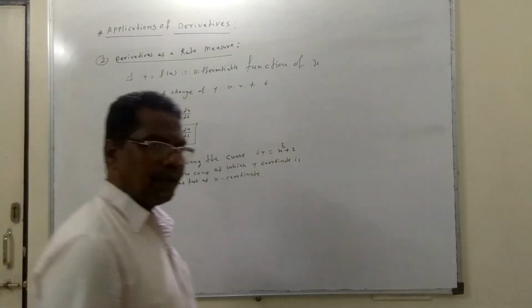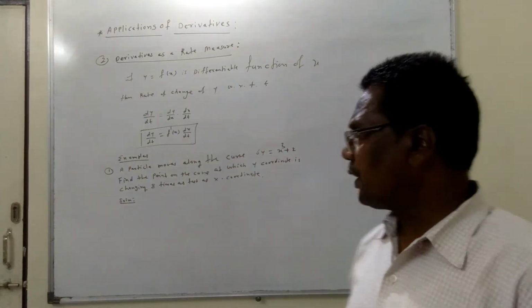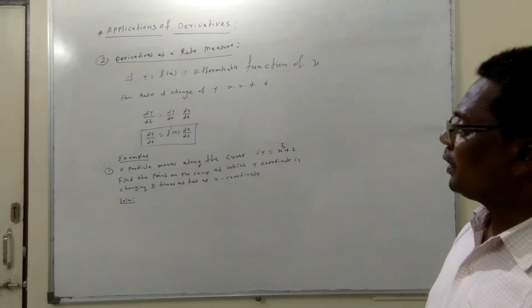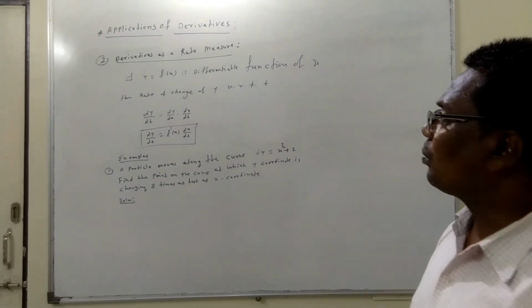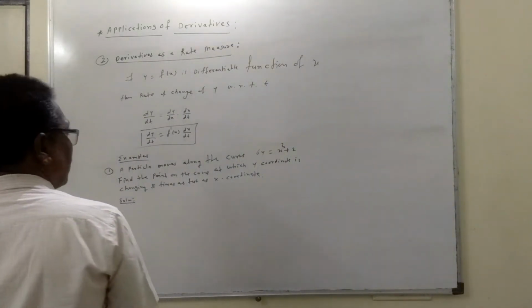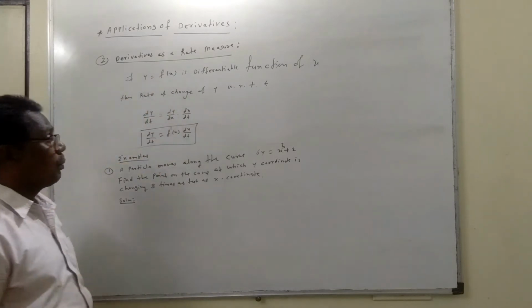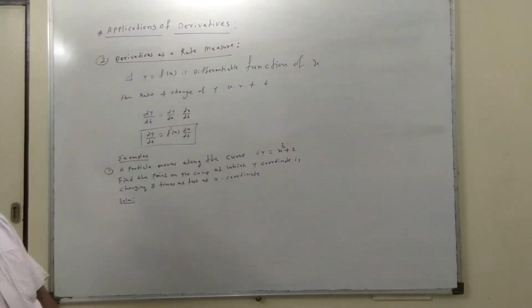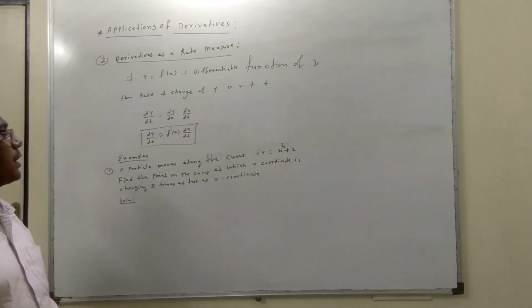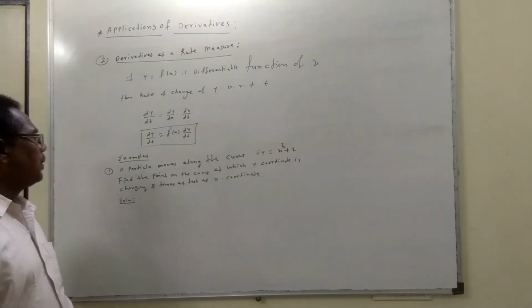Okay, dear students, last period we have studied the first application, that is the slope of tangent, slope of normal, equation of tangent, equation of normal. Now today we will see the second application, derivatives as rate measure. So if y is equal to f of x is a differentiable function of x, then the rate of change of y with respect to t, dy by dt, is equal to dy by dx into dx by dt, or we can write dy by dt is equal to f dash x into dx by dt.